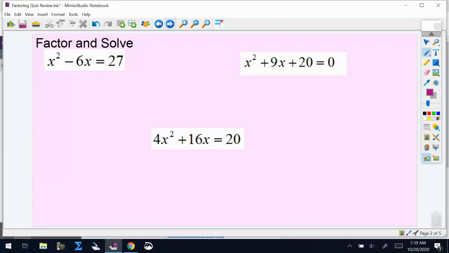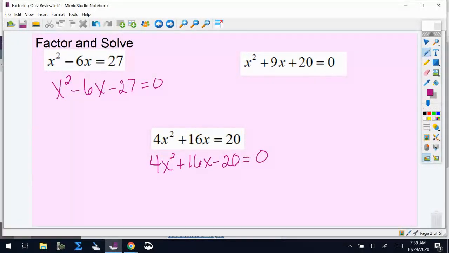Looking at some, these are factoring and solve, so this is going to allow me to review the factoring techniques and also review the solving. So when you're doing factoring and solving, the biggest thing to start is that always make sure you get everything on one side equal to 0. So that's called standard form. So we're going to subtract 27 for this first one. The second one's already in standard form. The bottom one, we need to subtract 20 to get it in standard form. So that's how you want to start, is make sure that they are in standard form.